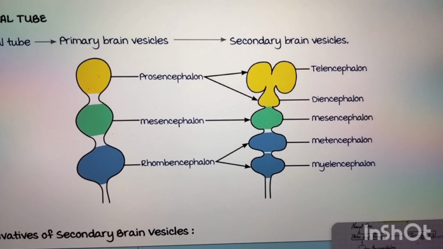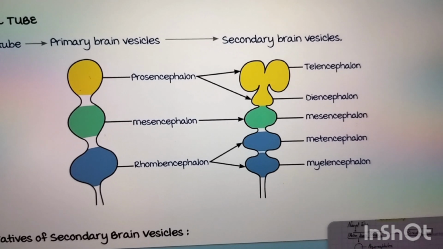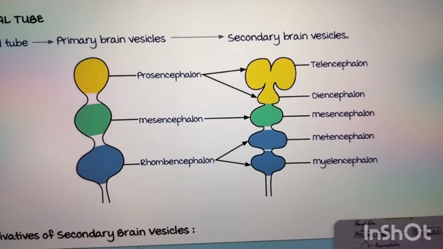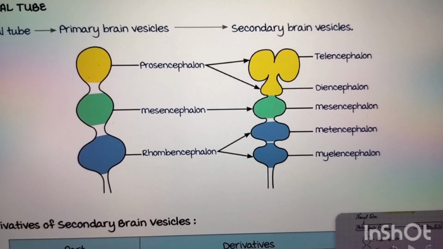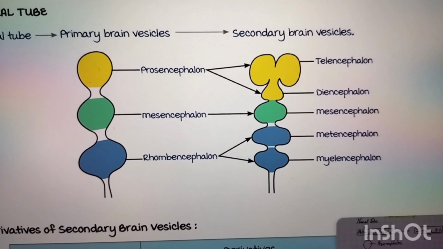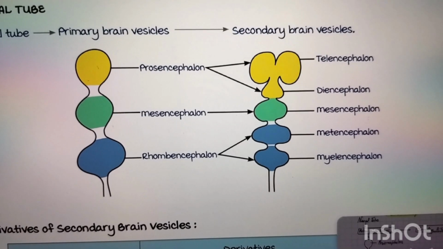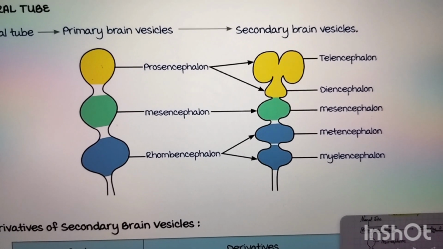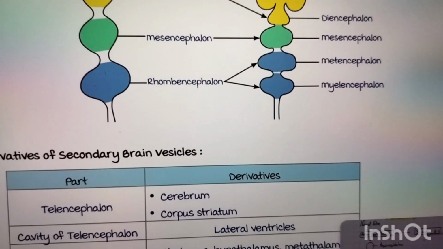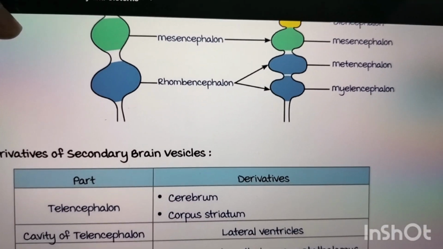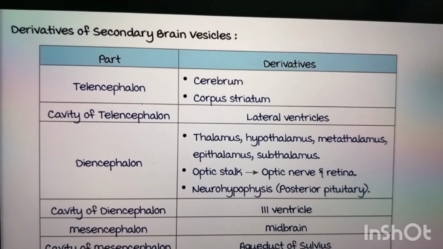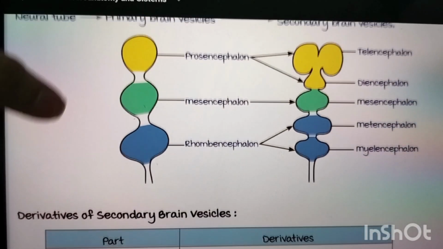Then rhombencephalon divides into two parts, metencephalon and myelencephalon. So we have three primary brain vesicles: prosencephalon, mesencephalon and rhombencephalon. And we have telencephalon, diencephalon, mesencephalon, metencephalon and myelencephalon as secondary brain vesicles. So let's discuss the derivatives of the secondary brain vesicles.